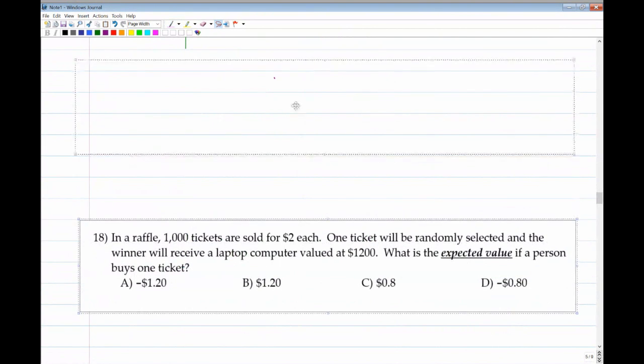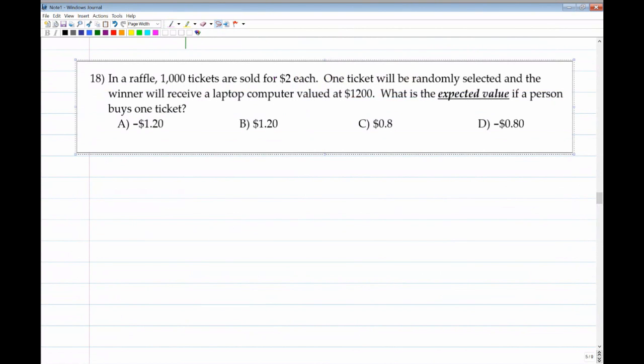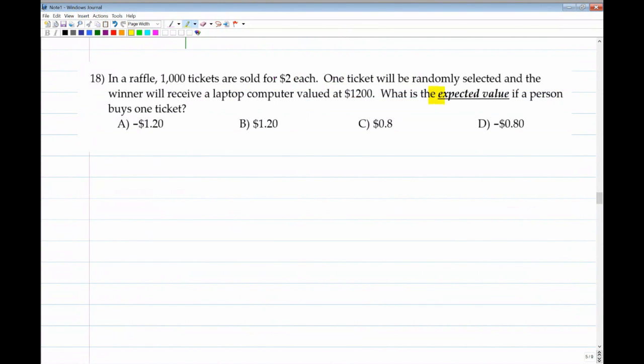The next problem right here, we have an expected value. That's a very important definition. Usually there's a problem like this on the final. It says in a raffle, 1,000 tickets are sold at $2 each. One ticket will be randomly selected, and that person will win a laptop with a value of 1,200. What is the expected value if a person buys one ticket? If one person buys one ticket, the chance is how many?